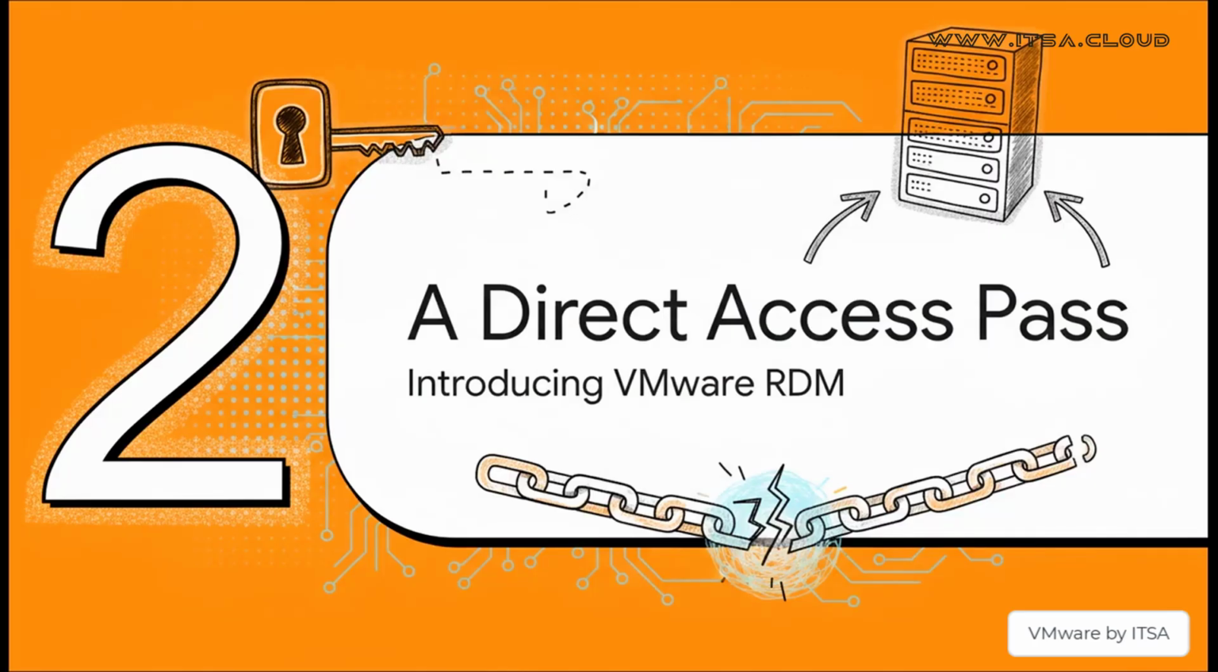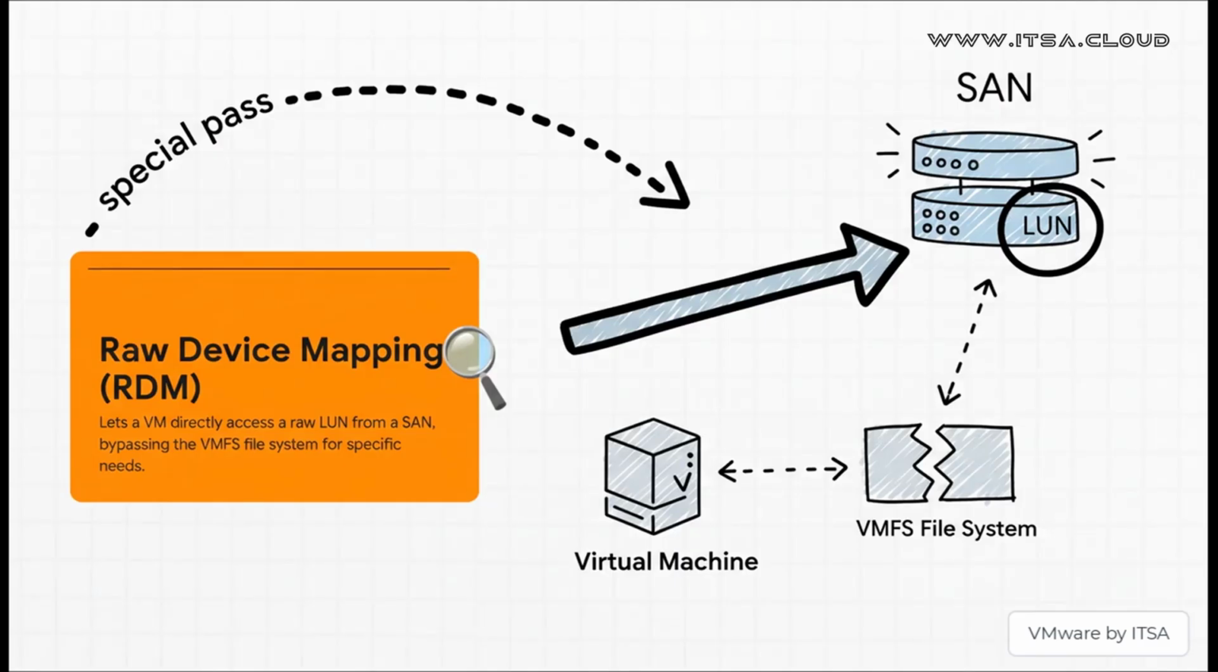Okay, so how do we punch a hole through that barrier when we absolutely have to? Well, this is where VMware comes in with a really clever solution to this exact problem. At its core, RDM is exactly that. It's that special pass we mentioned. It creates a kind of shortcut, a proxy, that points a virtual machine straight to a raw storage device, a LUN on your SAN. It kind of sidesteps the normal VMFS file system to create this much more direct connection.